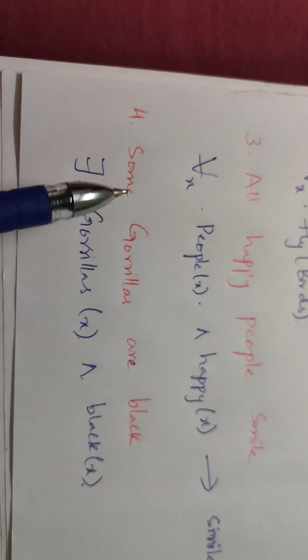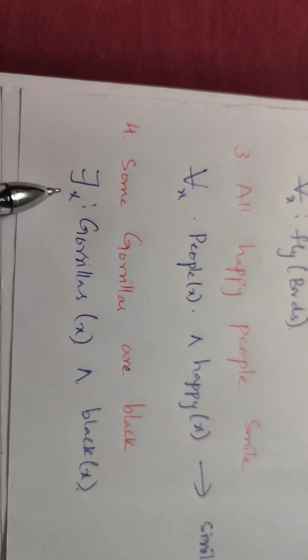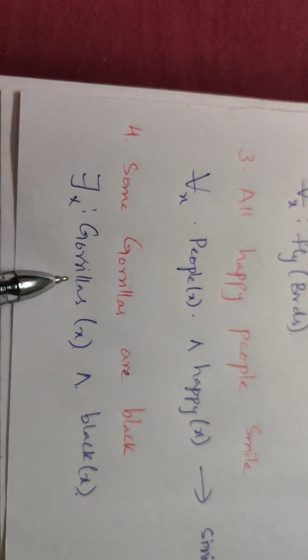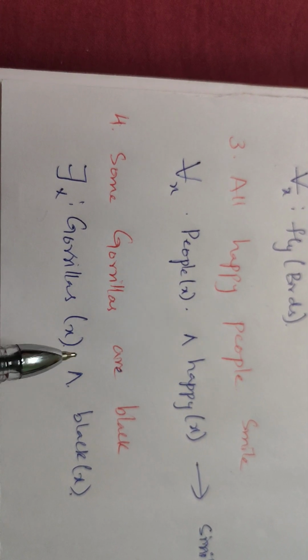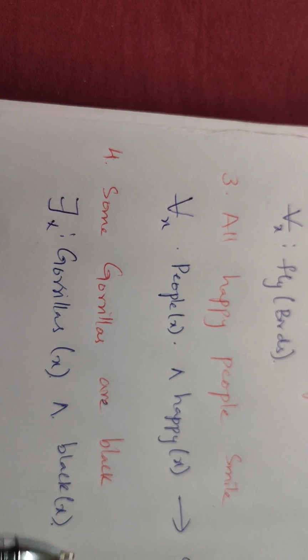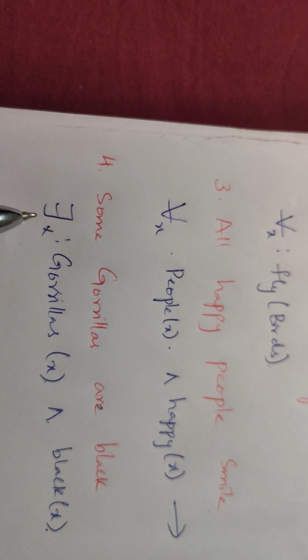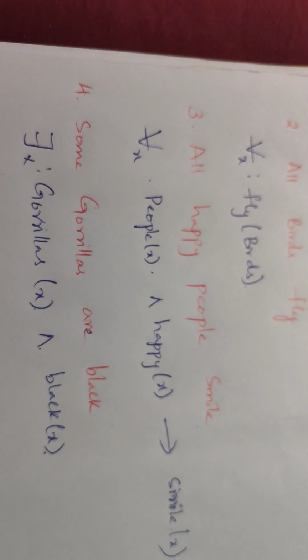Now another example, some gorillas are black. When we talk about some or few, we use the existential quantifier. We are talking about the gorillas, which is again denoted with X. Are black. A few of the gorillas are black, or some of the gorillas are black, will be denoted by the existential quantifier. Hope you have understood this concept.